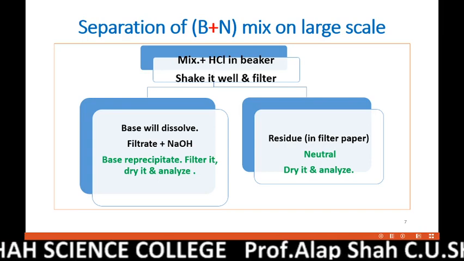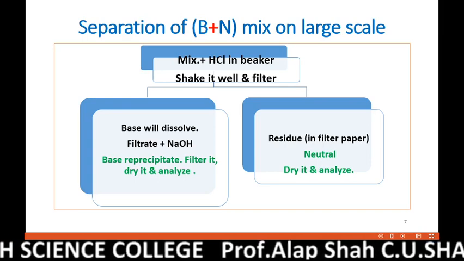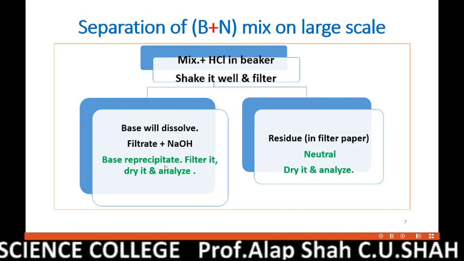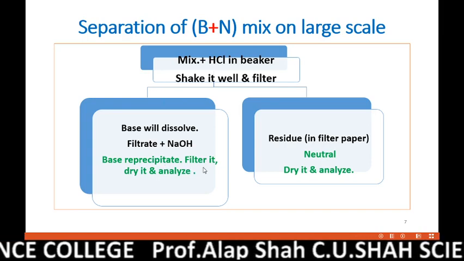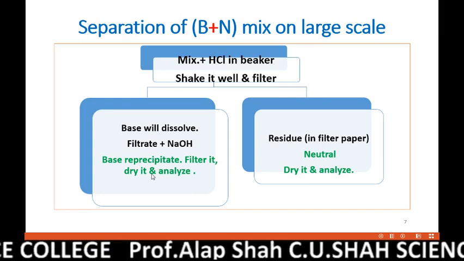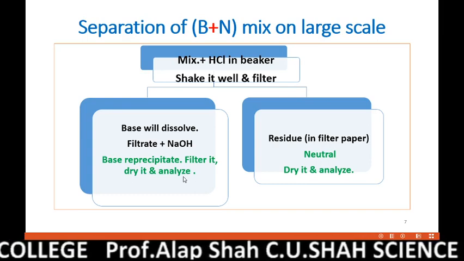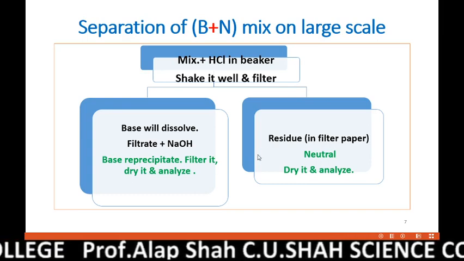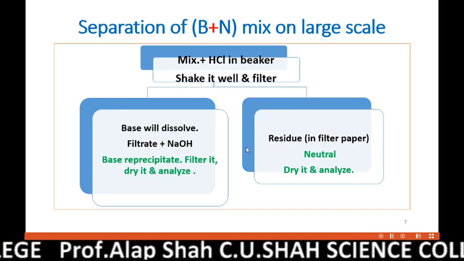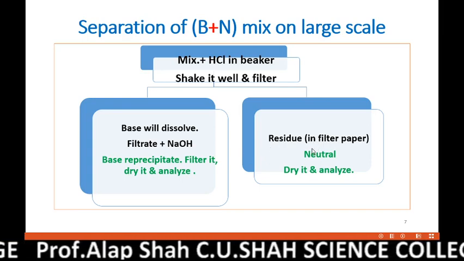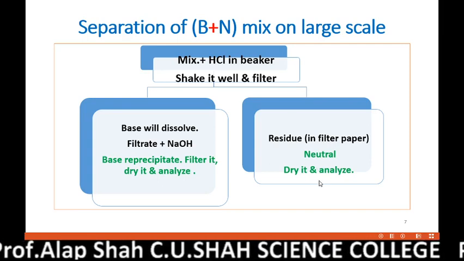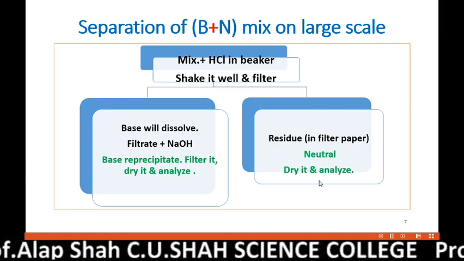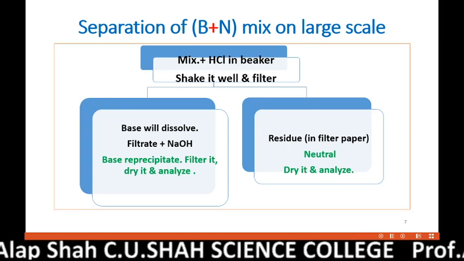As it dissolves in HCl, this time we will add NaOH. So base will reprecipitate. Again filter it. On the filter paper you will get the base. Unfold the filter paper, dry with blotting paper, and analyze the base. And neutral, as it doesn't dissolve, will be set free immediately on the filter paper; dry it and analyze it. So this is the way for a water insoluble mixture.